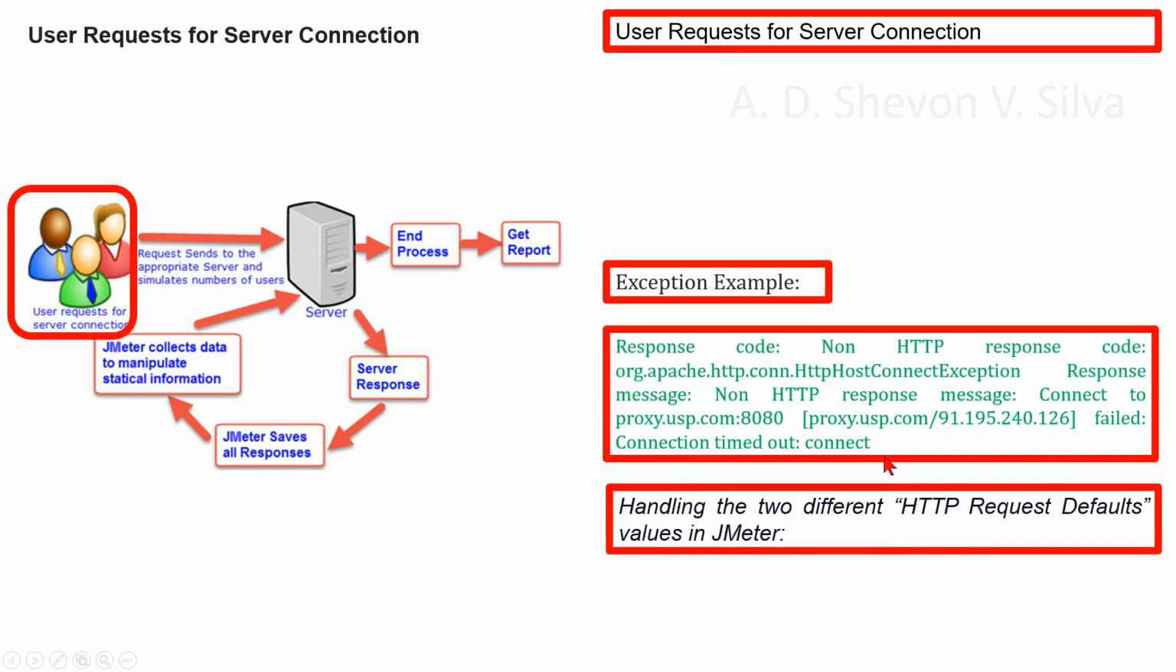As an exception example, we can consider this one. Response code: non-HTTP response code: org.apache.http.conn.HttpHostConnectException. Response message: non-HTTP response message: connect to proxy.usb.com:8080, proxy.usb.com/91.195.240.126 failed, connection timeout, connect.